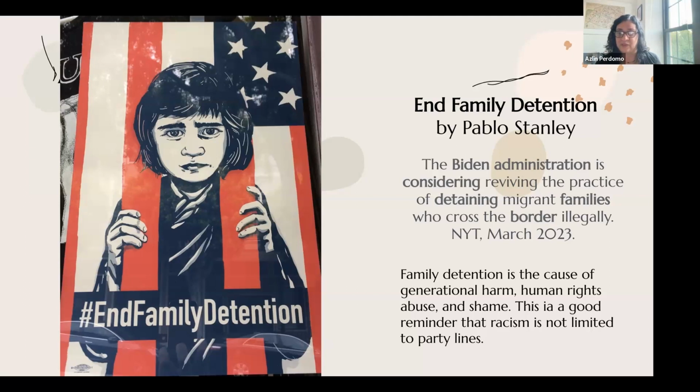The Biden administration is considering reviving the practice of detaining migrant families who cross the border illegally. This was in the New York Times in March of this year, which is very concerning, because family detention is the cause of generational harm, human rights abuse, and shame. So this is a good reminder that racism is not limited to party lines. And talking about politics in the classroom is a hot topic.